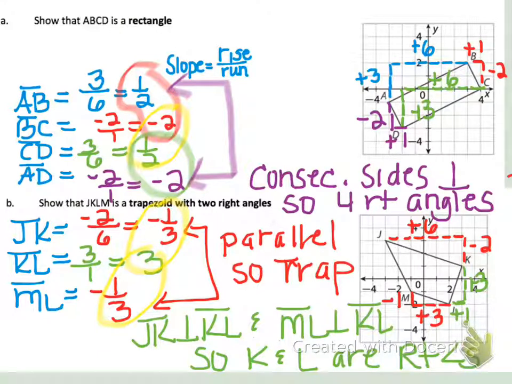Okay, so make sure you get those descriptions in there too. They just help you to process what you found here. So it's really not necessary to find the slope of the side JM because it didn't have anything to do with what we were trying to prove here.